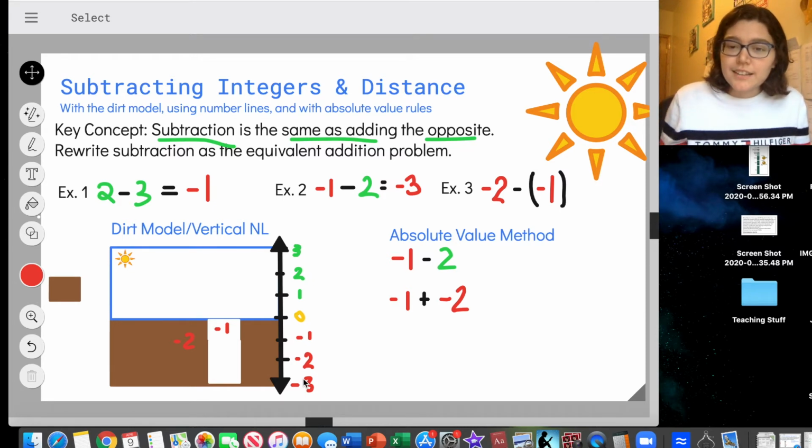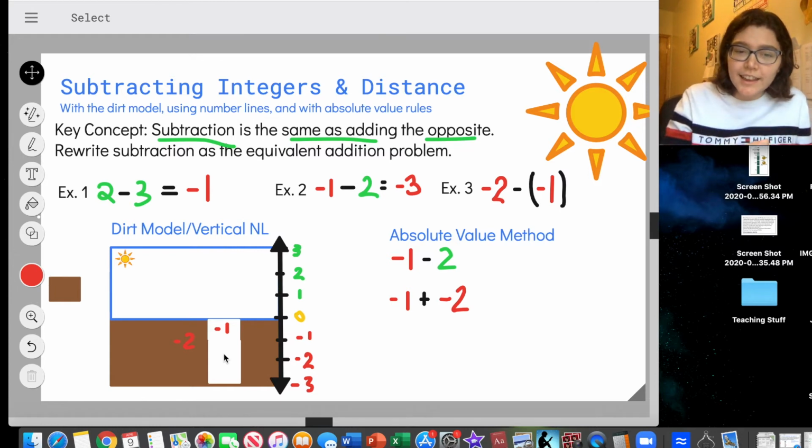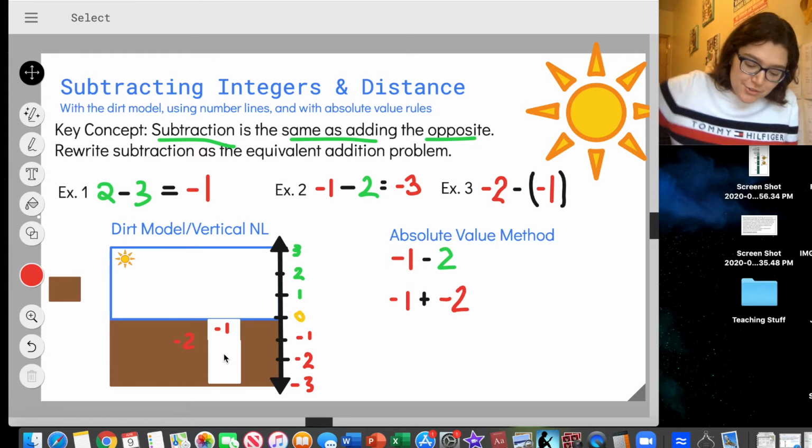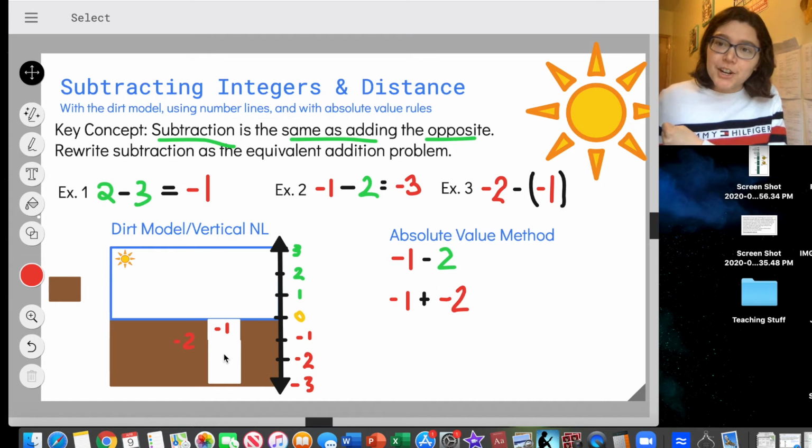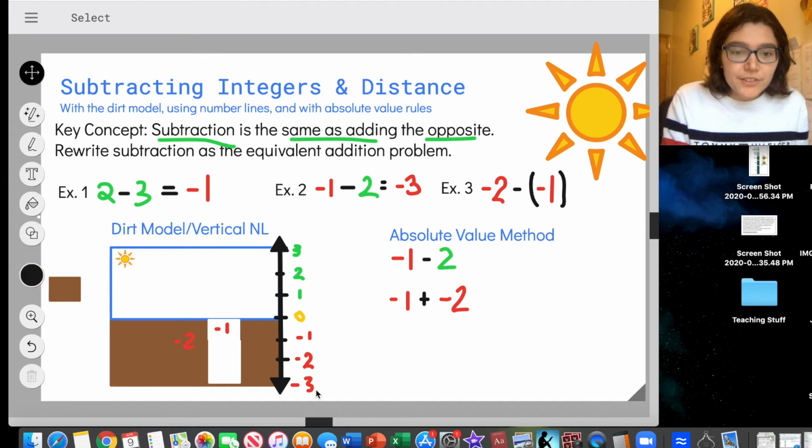So that means that adding a hole is the same as subtracting dirt. Adding a negative number is the same thing as subtracting a positive number. How do you create a hole? You dig dirt out of the ground. You go in the ground, grab dirt, and pull it out. So that's where you're subtracting away positive dirt, and when you're doing that, you're creating a hole, which is our negative number. Like we already found, the answer is going to be negative 3 either way.